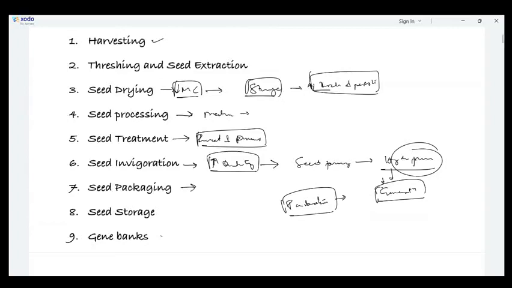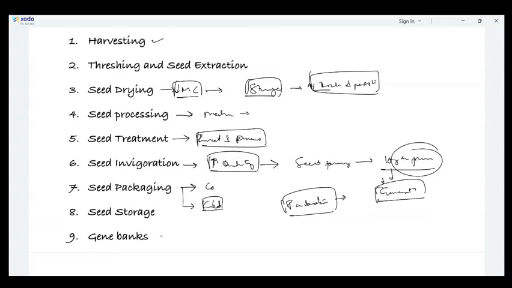Once everything is done, we need to pack the seed in a suitable package according to the conditions where we are storing. If we have good storage conditions, you can also use gunny bags, where the storage conditions are optimum itself. Or if we are going for cold storage, the packaging should be vapor proof, so that there is no exchange of moisture. This is why seed packaging is important.